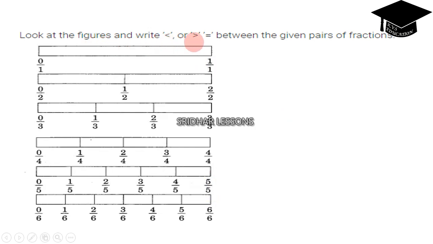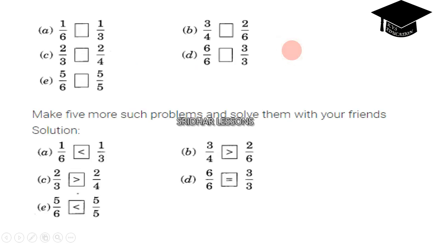Look at the figures and write greater than or less than or equal to between the given pair of fractions. 1 by 6, 1 by 3. 1 by 6, because the numerators are equal, it is less than 1 by 3. 3 by 4 and 2 by 6. 3 by 4 is greater than 2 by 6. 2 by 3 and 2 by 4. Okay. 2 by 3 is greater than 2 by 4.